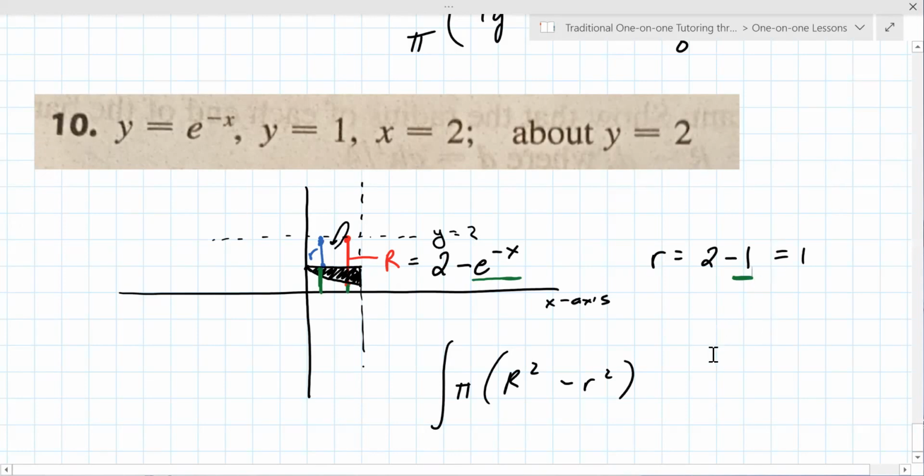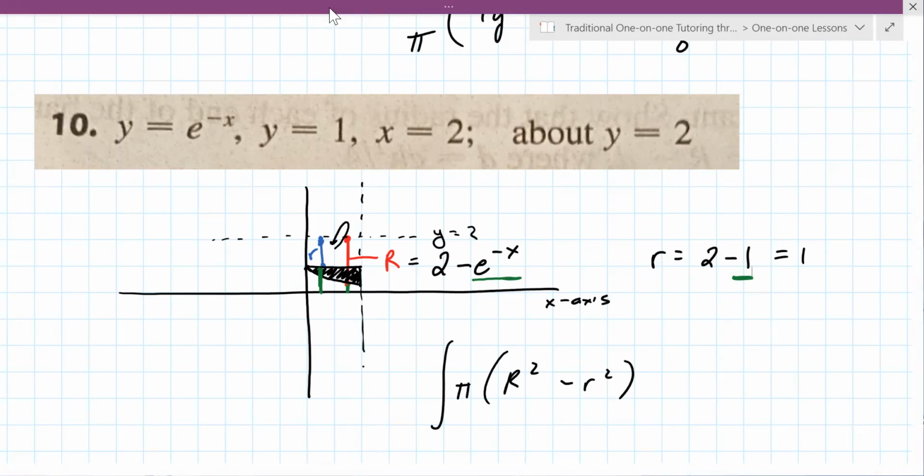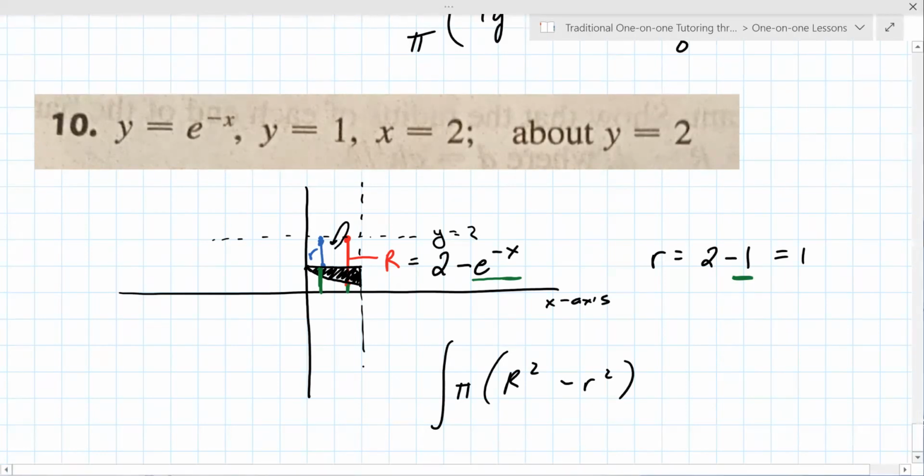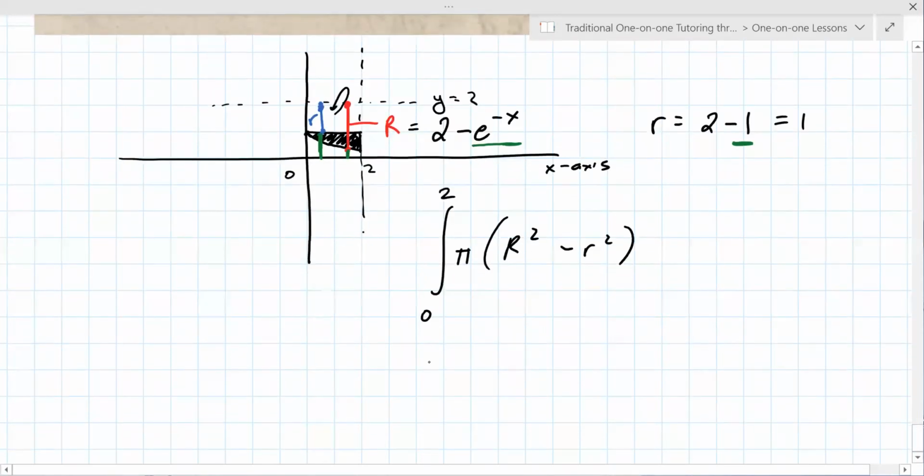Oh, okay, right, I get it. Great. All right. I need to make a bigger drawing. So we're going to integrate from 0 to 2 because that's our x-axis this time. So it's the integral from 0 to 2 of pi times (2 minus e to the minus x) squared minus 1 squared.